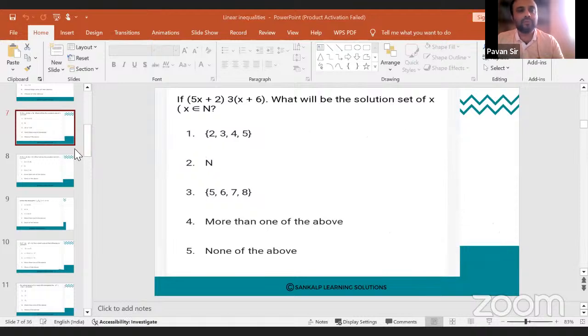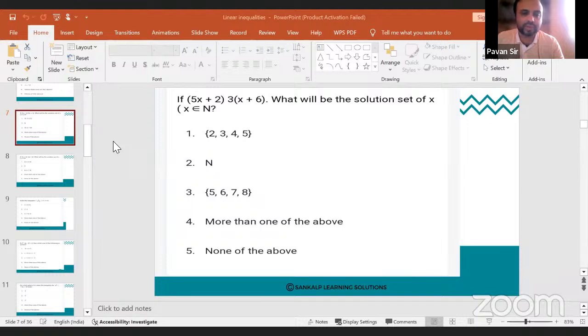If 5x plus 2 is greater than 3 into x plus 6, what will be the solution set of x, where x belongs to N? The options are: first, the set 1, 2, 3, 4, and second set is natural numbers N.